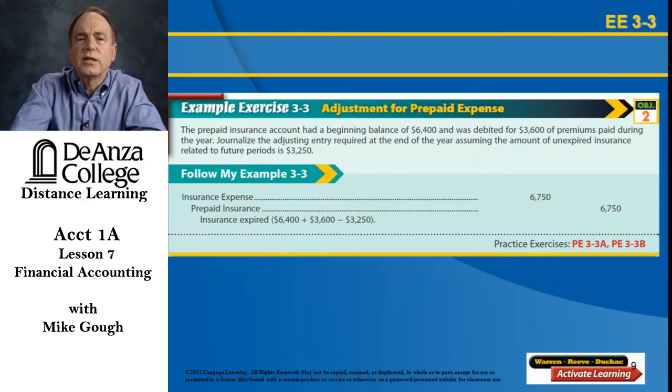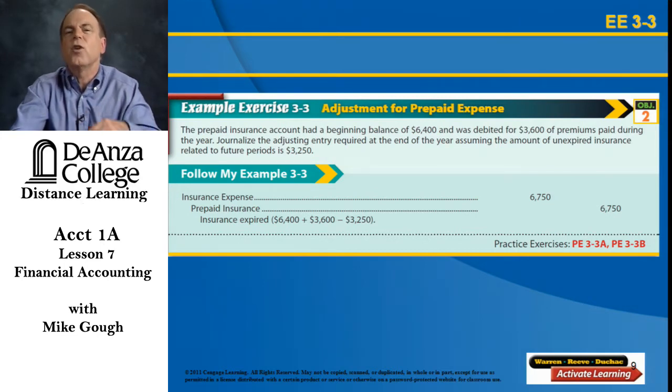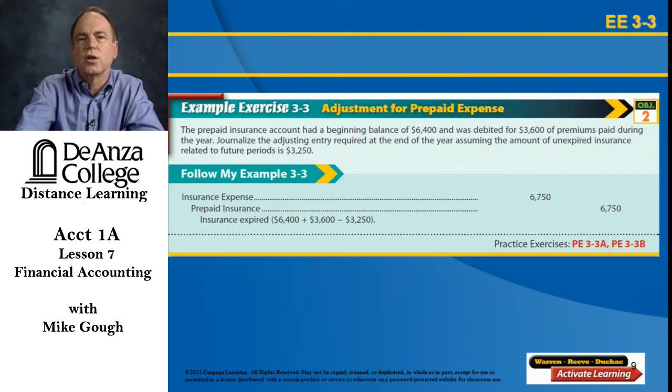Okay, prepaid insurance in this example had a beginning balance of $6,400 and was debited for $3,600 of premiums during the year. Journalize the entry at the end of the year given that the unexpired insurance is $3,250. So we take a look at this and we say, okay, $6,400 plus the $3,600, that's a total of $10,000. Minus the $3,250 that remains, that means we debit insurance expense $6,750 and credit prepaid insurance $6,750. So it's very common for companies to have several insurance policies and to pay them ahead and then to recognize the expense at the end of a quarter or the end of the year, something along those lines.